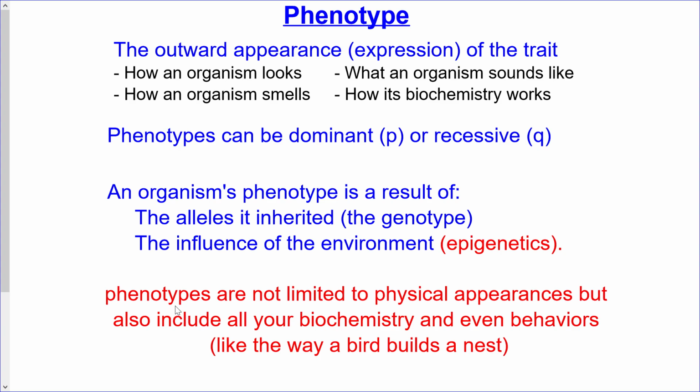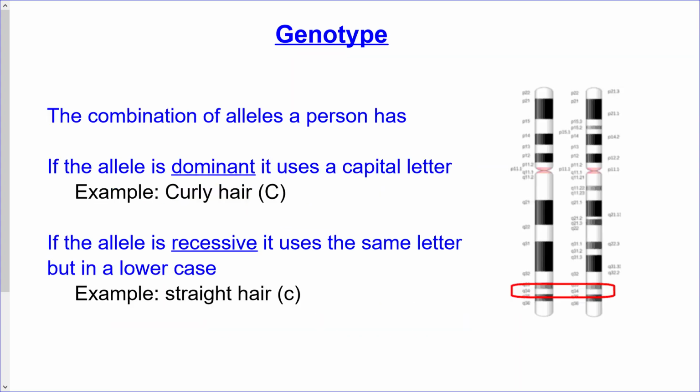Like I mentioned, phenotypes are not limited to physical appearances, but also include all of your biochemistry and even behaviors. The way that a bird builds a nest, believe it or not, is genetically encoded. They have a genetic drive to want to build a nest. So behaviors can be genetic as well.